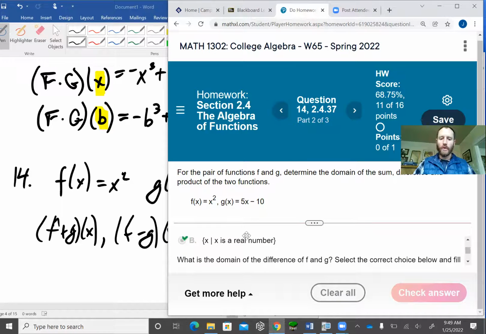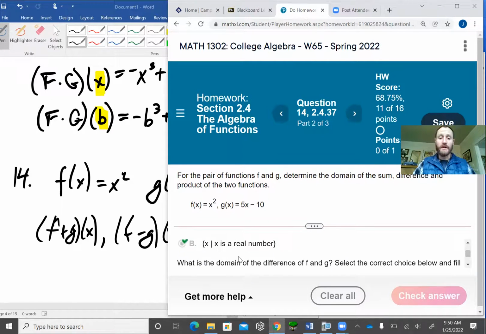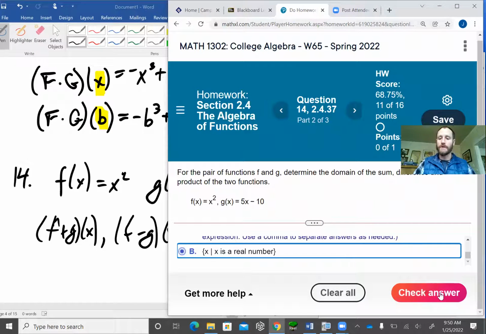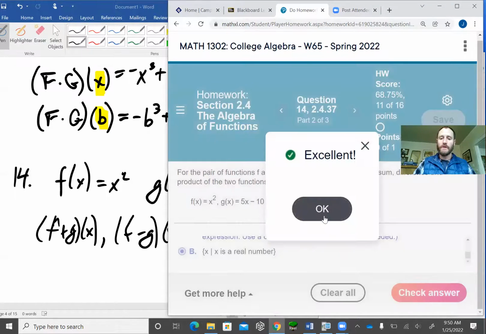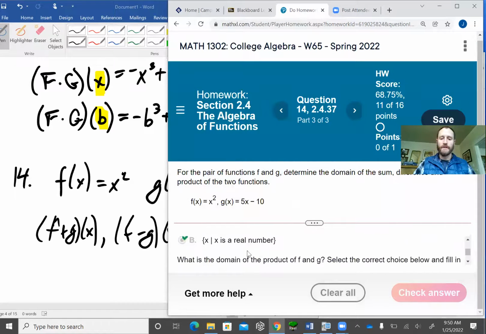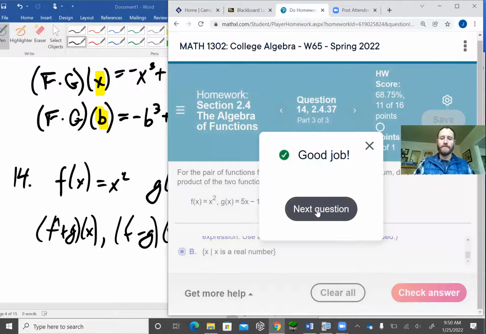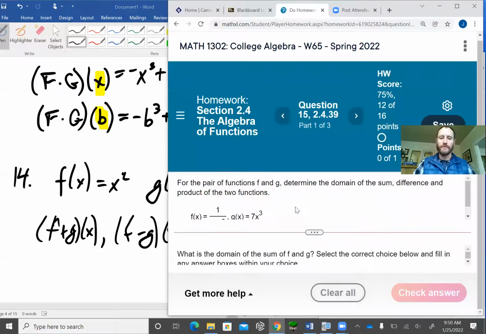Okay, all right. What is the domain? Oh, I see. You have the difference. Oh, you have to do each one. Okay, so they're all the same thing, right? The sum, the difference, and then this is going to be the product, right? So we already sort of talked about all of them. Okay, so you have to say each one, x is a real number.